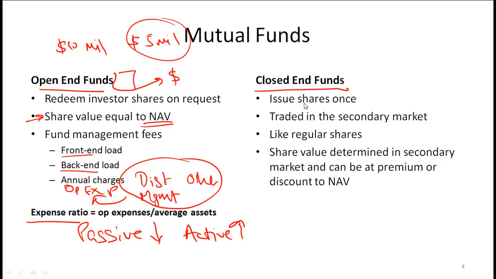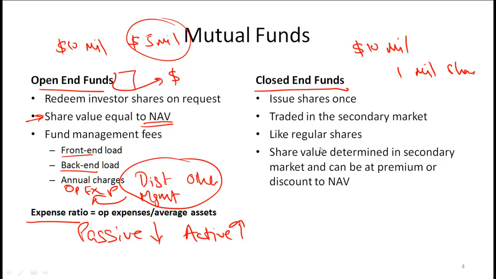Closed-end funds. Now the point with closed-end funds is that shares are issued only once. So in my earlier example, if initially $10 million were collected and say 1 million shares were issued, then there will be no further issue of shares. These 1 million shares are then traded in the secondary market. So in a sense, they then become like the shares of any other company or any other entity. So you can buy them on margin, you can short them, and so on. But essentially, they are like regular shares.